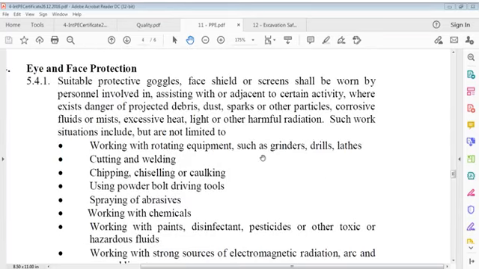Eye and face protection. Suitable protective goggles, face shield or screens shall be worn by personnel involved in assisting with or adjacent to certain activity where there exists danger of projected debris, dust, sparks or other particles, corrosive fluids or mist, excessive heat, light or other harmful radiations.